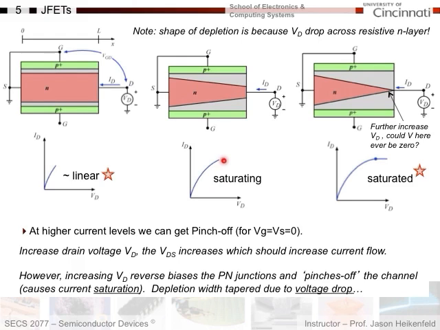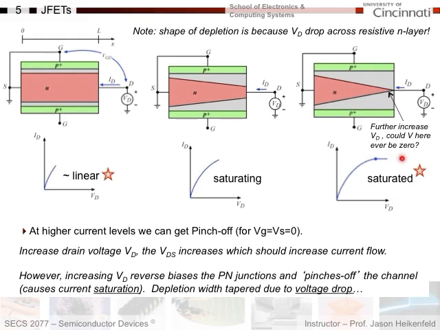If I keep going, eventually I have enough drain voltage to fully reverse bias the PN junction right here at the input to the channel. And I get something called pinch off, which leads to saturated drain current, meaning that if I keep increasing this further and further with drain voltage, I get no more current increase. Okay? And this pinch off is pretty interesting.